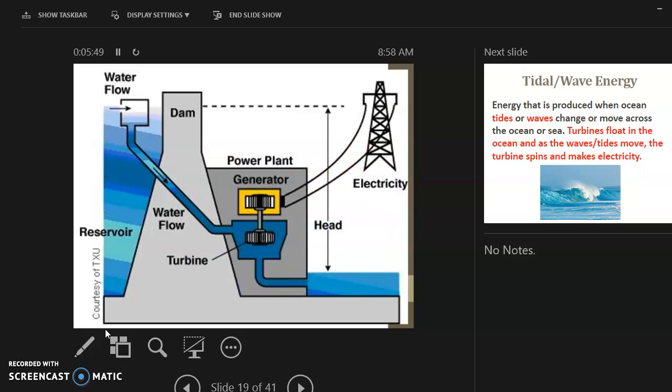So you can see that the water is going to flow down and it's going to turn that turbine, and when that turbine is turning, it will create energy from the generator, and then it'll just spit out the water. So it's like a cycling system.